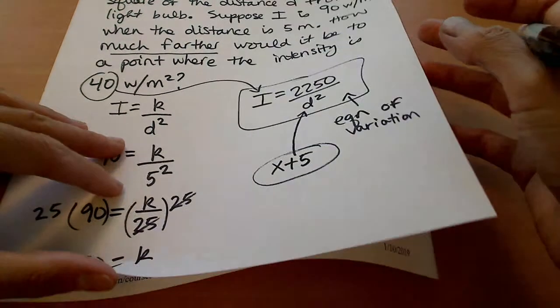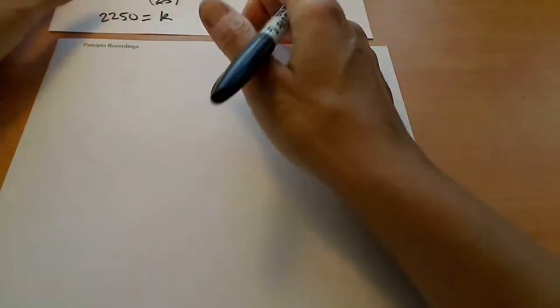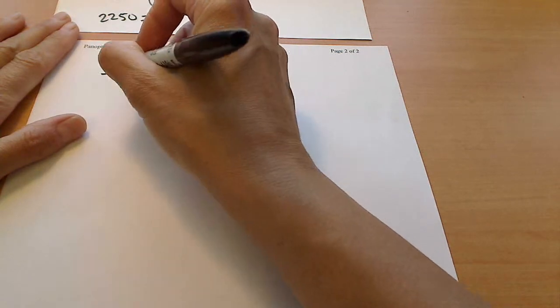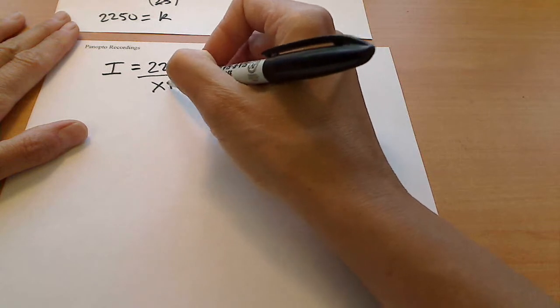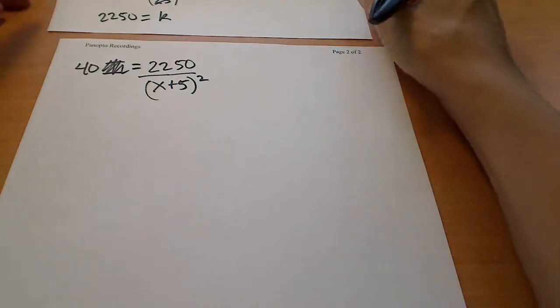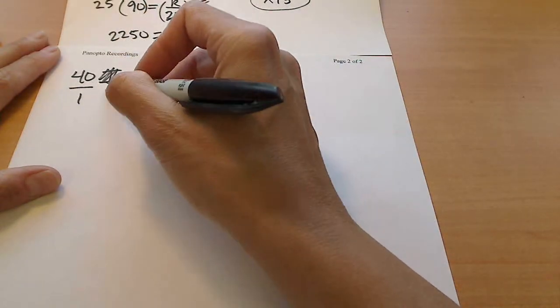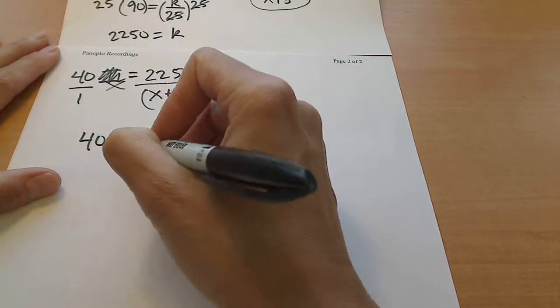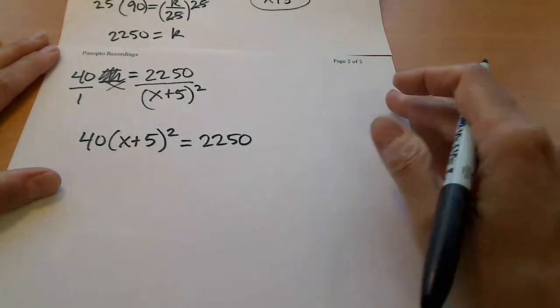All right, so let's see if I have scratch paper. I do. Yay. So we're looking at I equal to 2250 over x plus 5 quantity squared. Excuse me, I was going to plug in 40 for the I. All right, so now we're just solving. We can cross multiply here. And so this is 40 times x plus 5 quantity squared equal to 2250.